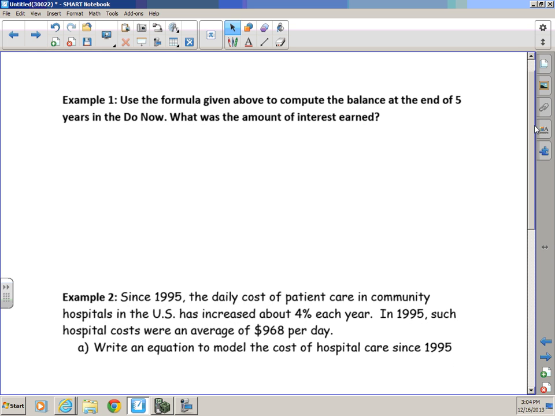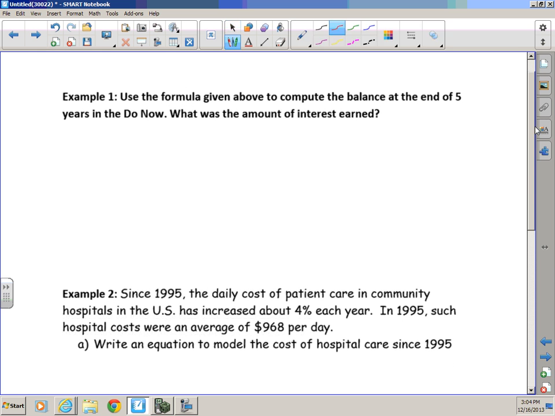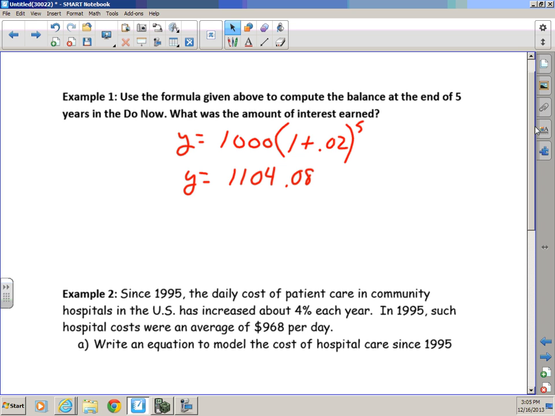Okay. So, as with any word problem, you want to make sure that you use the strategy of underlining for what's important. Okay? But let's go back. Now we want to do the do now. I invested 1,000 times (1 plus 2%) to the 5, and you'll see that in one very simple computation, I get what my balance was going to be.